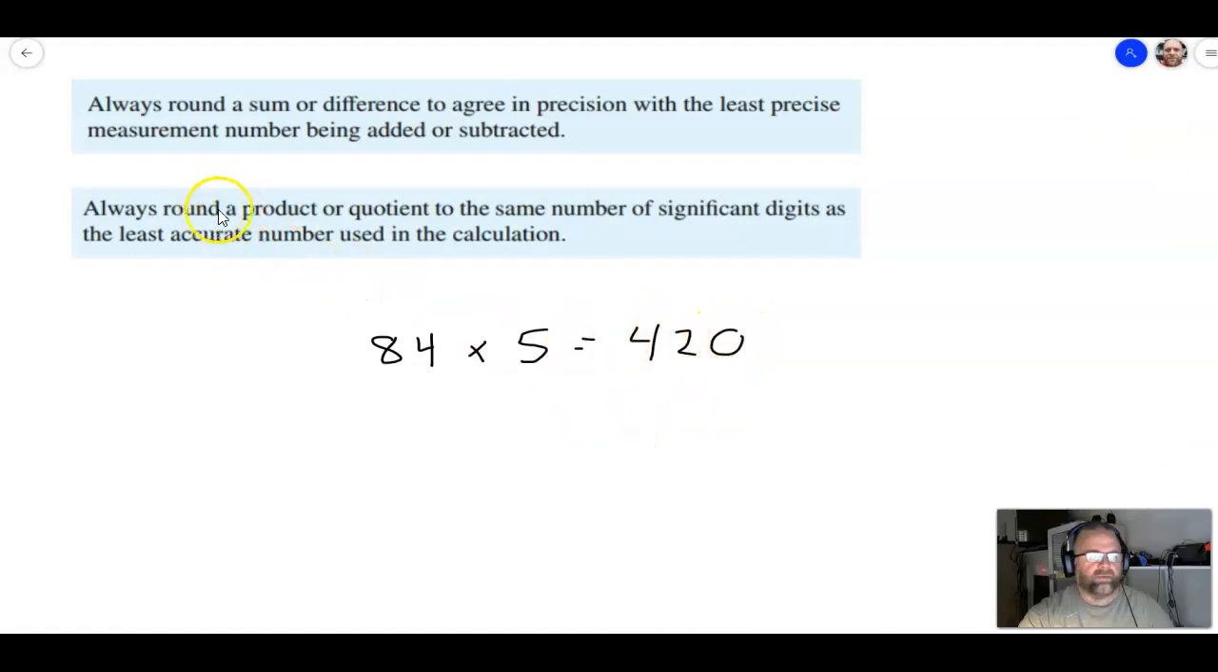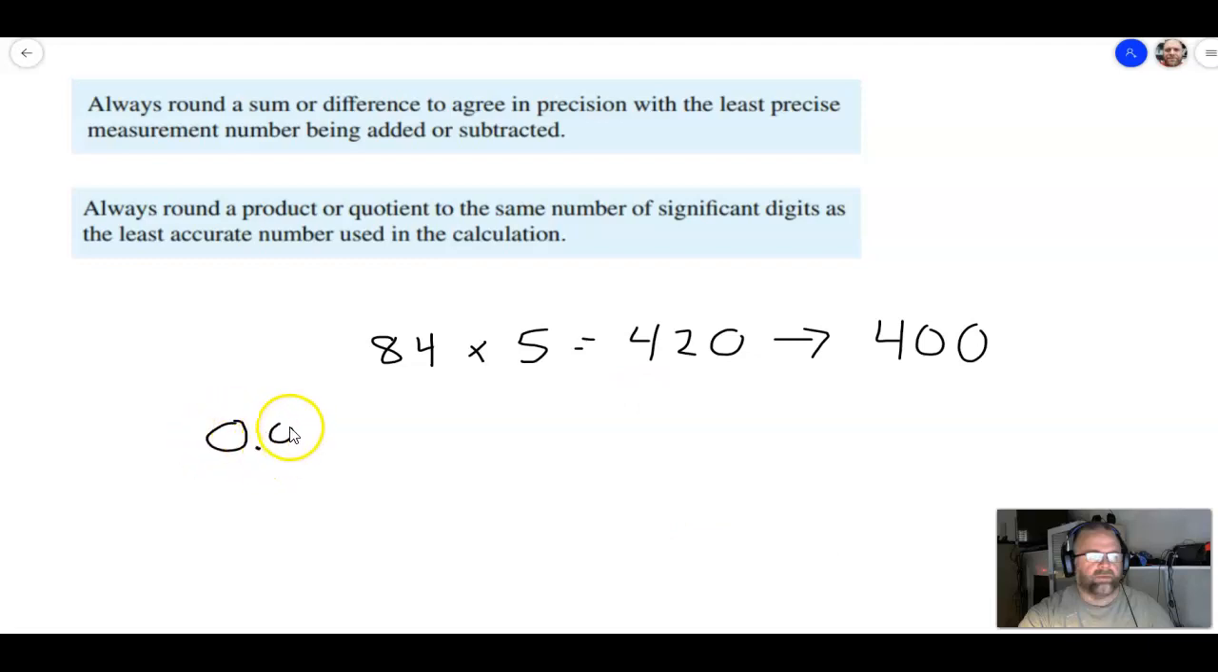However, always round a product or a quotient to the same number of significant digits as the least accurate number used in the calculation. So this has two significant digits. This only has one. So this answer would be rounded to only one significant digit. So we would only use that first one there. So this would be 400 if we were using these rules. All right, go ahead and try this one and make sure you use your calculator for it too.